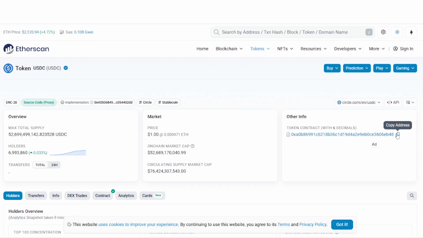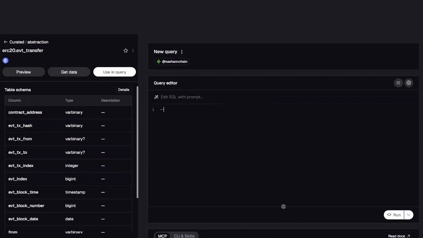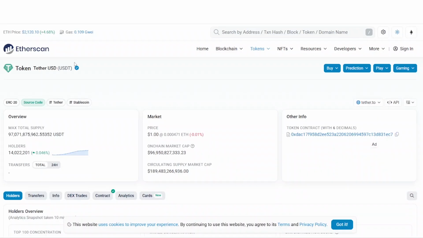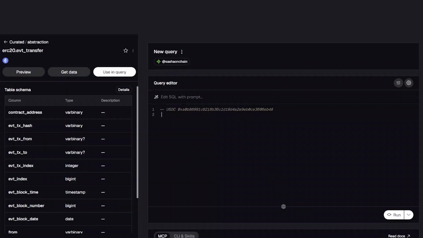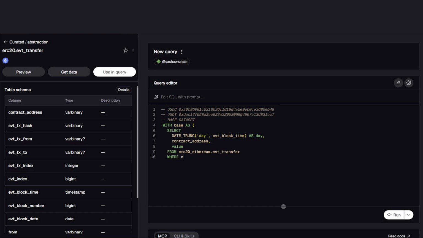We start with something simple but very important. We're using the Ethereum ERC20 transfer table. This is basically a full log of token movements between wallets. From this table we only keep two assets, USDT and USDC. At this stage there is no analysis yet, we're just defining our dataset. Who moved funds, when it happened, and which stablecoin was involved. And we limit the time window to the last 180 days.